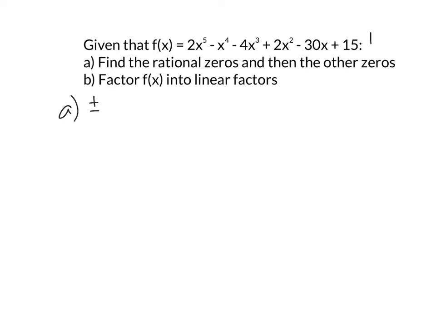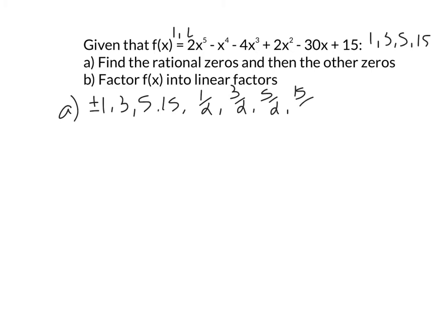I'm putting the factors of 15, which are 1, 3, 5, and 15, over the factors of 2, which are 1 and 2. So 1 over 1, 3 over 1, 5 over 1, 15 over 1, 1 over 2, 3 over 2, 5 over 2, 15 over 2. Next step, I'm punching this in my calculator, trying to see one that works here, and something works between 0 and 1. It looks like it's 1/2. So I'm going to try 1/2 here.